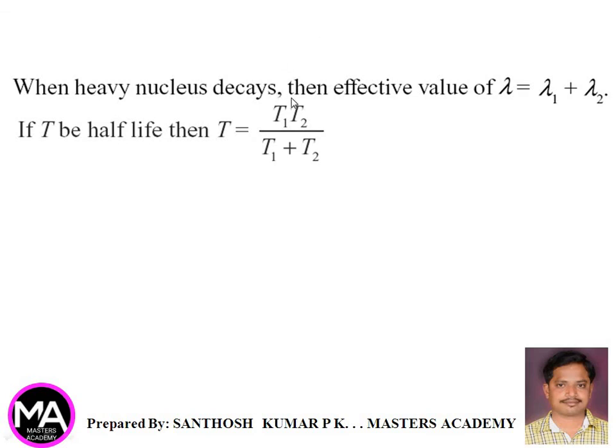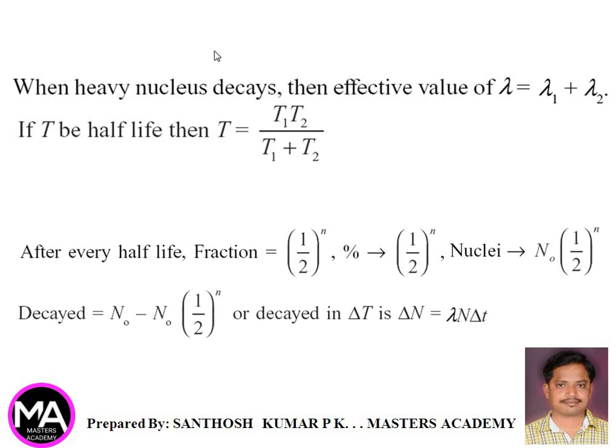Next, when a heavy nucleus decays, then the effective value of lambda is equal to lambda 1 plus lambda 2. Now, if T is the half-life, normally represented as T half, then T half or T is equal to T1 into T2 by T1 plus T2. Now, after every half-life, the fraction remaining is 1 by 2 to the power of n. The percentage fraction is also 1 by 2 to the power of n. Then the nuclei present is N naught into 1 by 2 to the power of n, that is, after every half-life, the nuclei present. The nuclei decayed is N naught minus N naught into 1 by 2 to the power of n, which is N naught into 1 minus 1 by 2 to the power of n, or decayed in delta t is delta N is equal to lambda N into delta t.